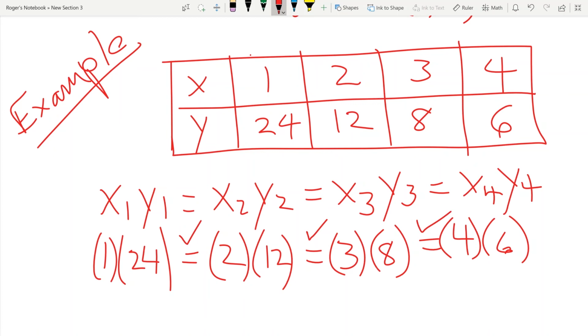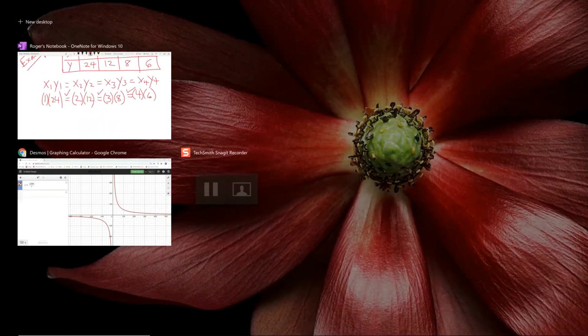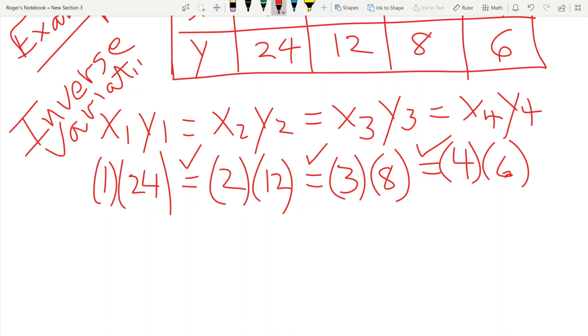So therefore, what type of variation do we have going on here? This would be inverse variation, okay? Inverse variation. So the answer is inverse variation. It's really hard to write on this screen of this laptop, so just forgive the messiness, but this is inverse variation. Okay, so it works out.